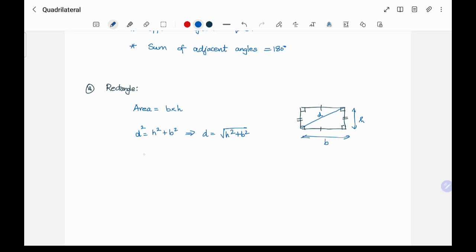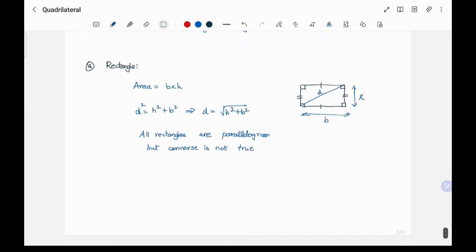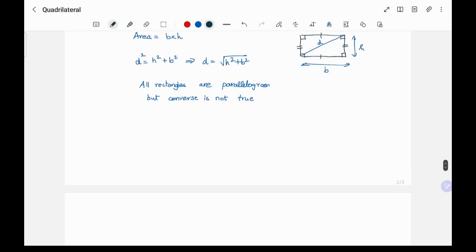We can also say that all rectangles are parallelograms, but the converse is not true. So not all parallelograms are rectangles. For example, this is a parallelogram. I'll take 60 degrees, 120 degrees, 120 degrees and 60 degrees. So this is a parallelogram. This cannot be a rectangle. Correct? Yeah. Okay.